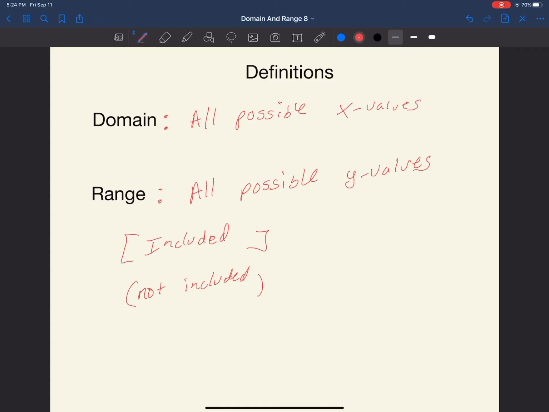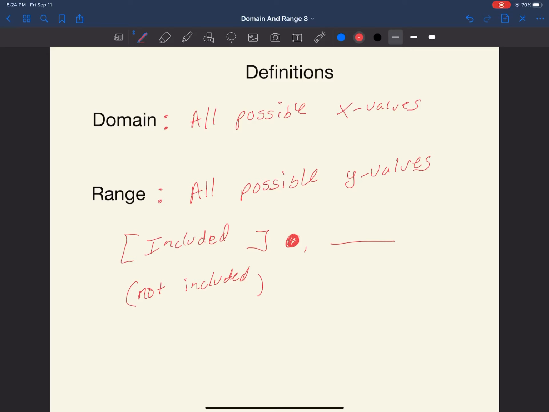So we're going to make a little chart to help us know if we're going to use brackets or parentheses. So every time you see a solid or filled in circle, we are going to use brackets. Every time you see a solid line, we're also going to use brackets. For the not included, they're going to be the opposite.